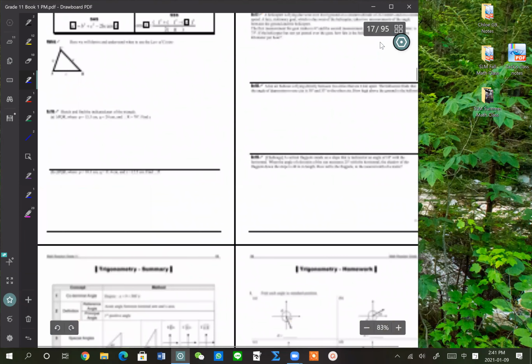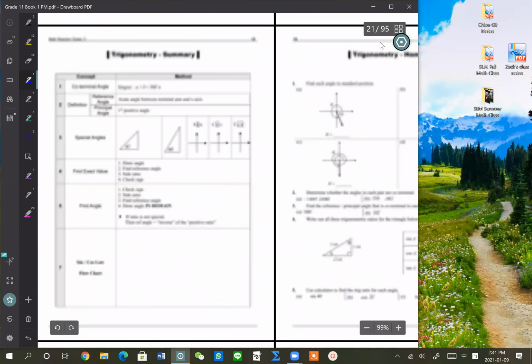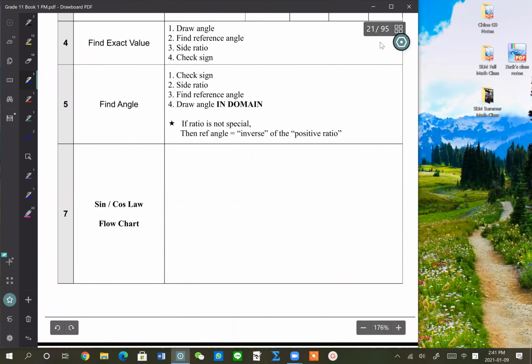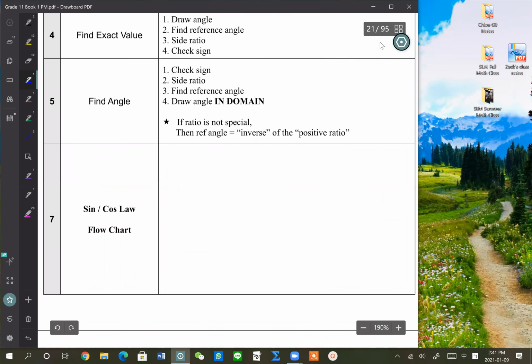I would like you to turn to page 15. This is a sine law flow chart. We will start with: given a pair or not? So you put a question mark. This is the first question you should ask yourself when you get a question: do you have a pair?